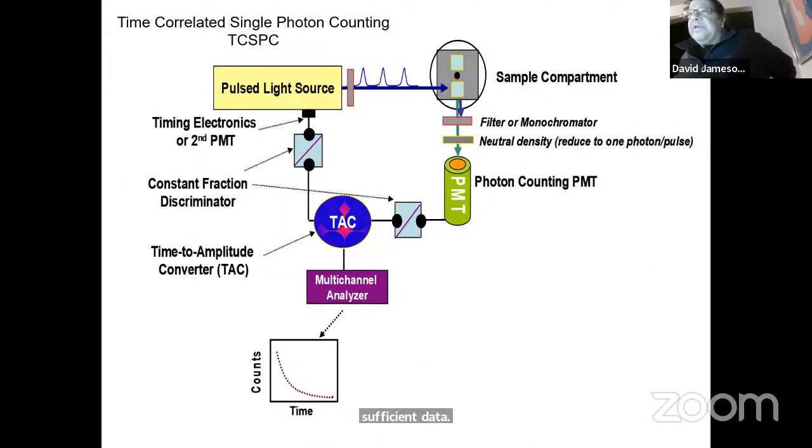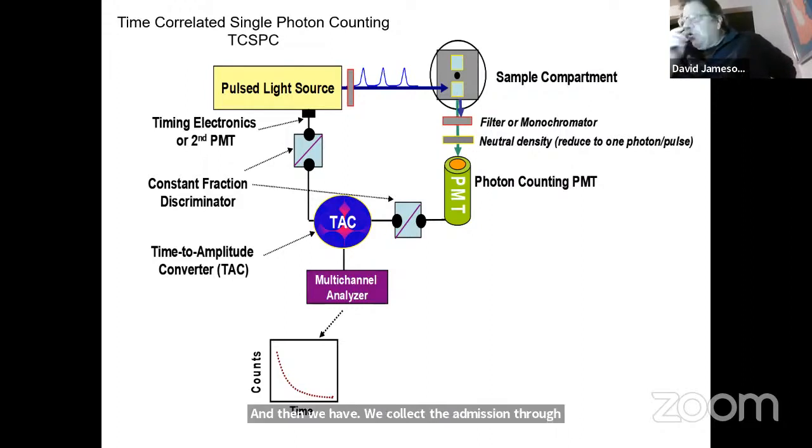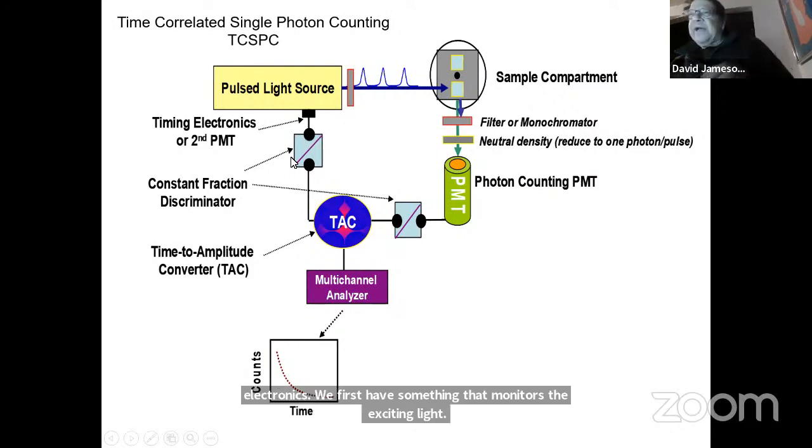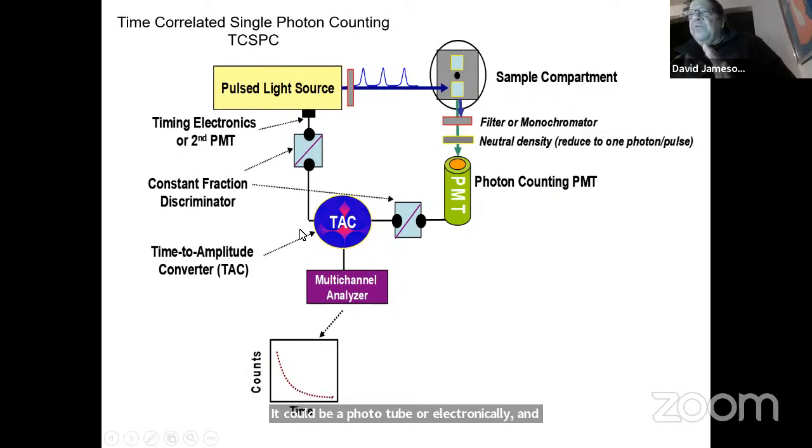Well, we have a pulse light source, which sends a train of pulses into the sample. And then we collect the emission through a filter or a monochromator. Typically you have to use what are called neutral density filters to lower the intensity, because in this method you're only allowed to count one emission photon at a time. With the electronics, we first have something that monitors the exciting light. It can be a phototube or electronic. And ultimately, we go into this device called the time to amplitude converter, and that's the essential heart of these instruments.